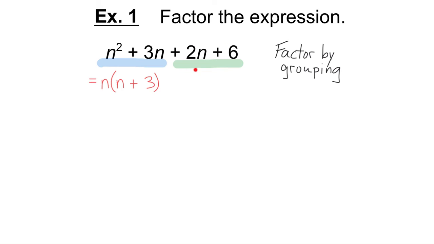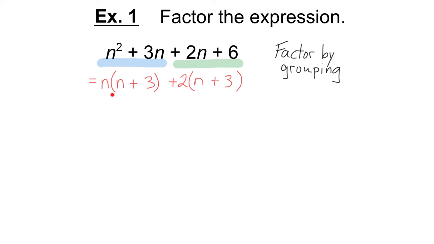Now do the same thing with the next 2 terms. 2n plus 6. What's the greatest common factor? Well, it's 2. And what do we have to multiply 2 by to get 2n plus 6? n plus 3, because 2 times n is 2n, and 2 times 3 is 6. So now we have this line: n times n plus 3, plus 2 times n plus 3.